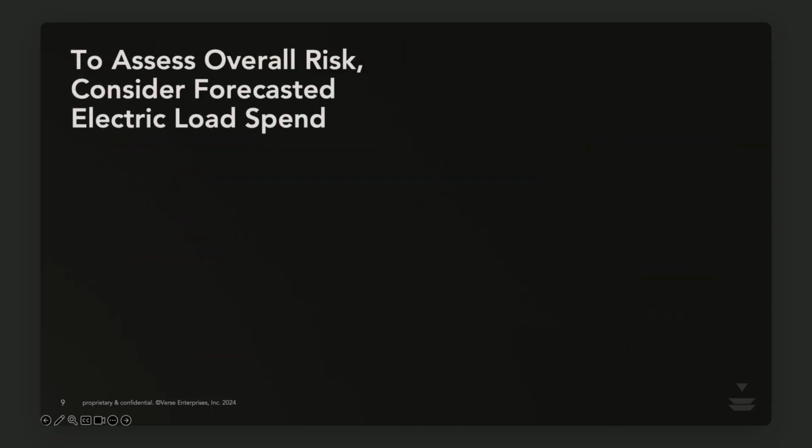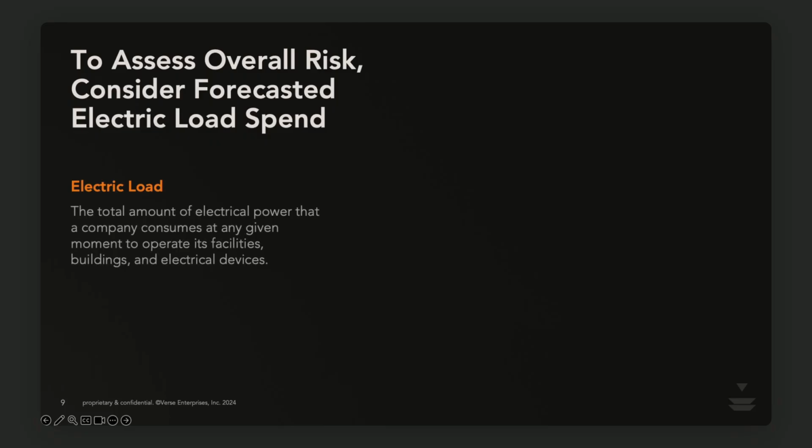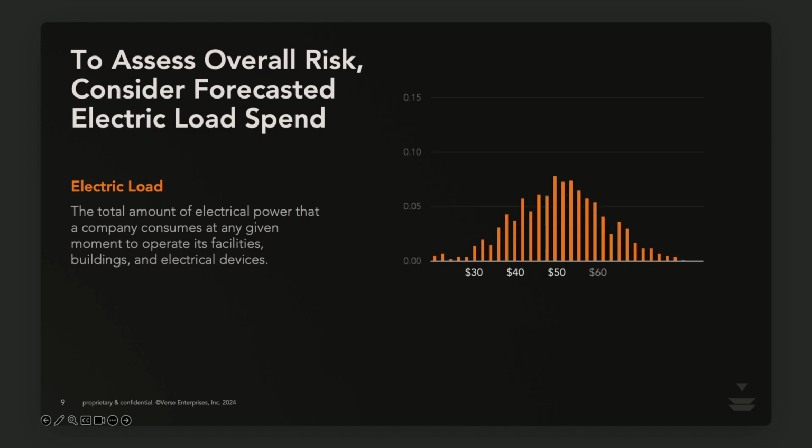But if the company wants to consider its overall risk, it needs to factor in what it expects to spend on its electric load. Load refers to the total amount of electrical power that a company consumes at any given moment to operate its facilities, buildings, and electrical devices. Like a PPA, a company's forecasted load cost is a probability distribution, not a static number, because load is often linked to wholesale market prices.